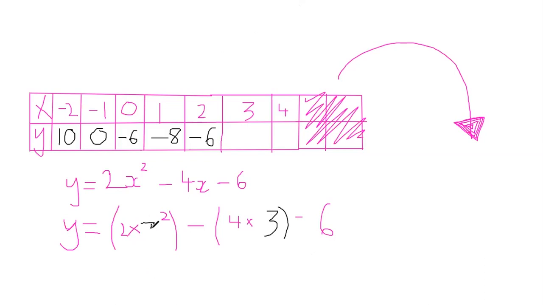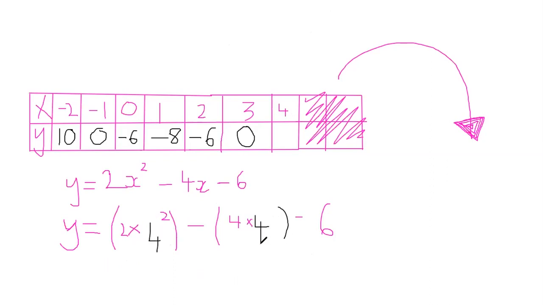2 times 3 squared. 18 minus 12 minus 6. Do you agree with 0? They got, yes, 0. Cool. And let me know when you've done 4. I got 10.